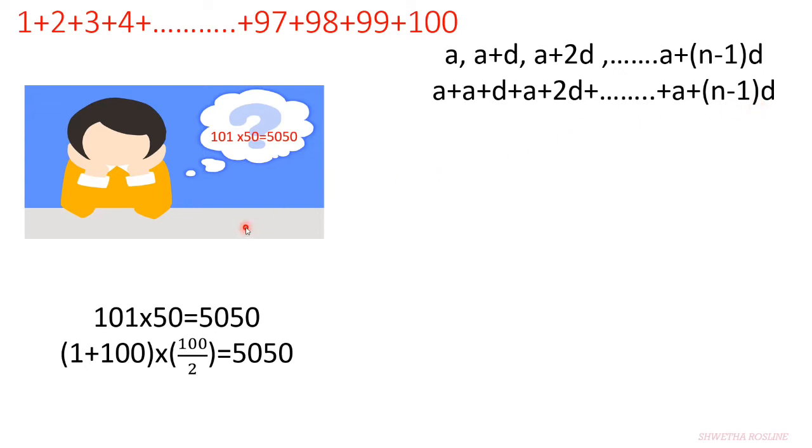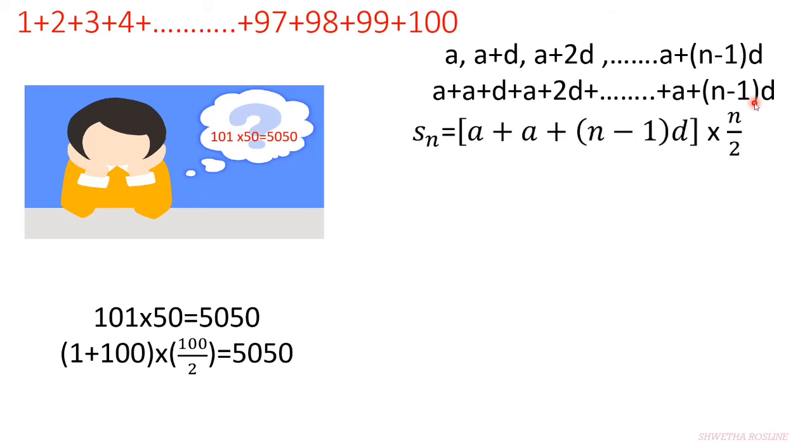Now, what did the child do? He added the first term and the last term. So in this sum, what is the first term, children? First term is A. What is the last term? A plus N minus 1 into D. After that, he multiplied with the total number of terms divided by 2. So here, what will be the total number of terms? When I say it is from A to A plus N minus 1 into D, it is N number of terms. Therefore, N divided by 2.